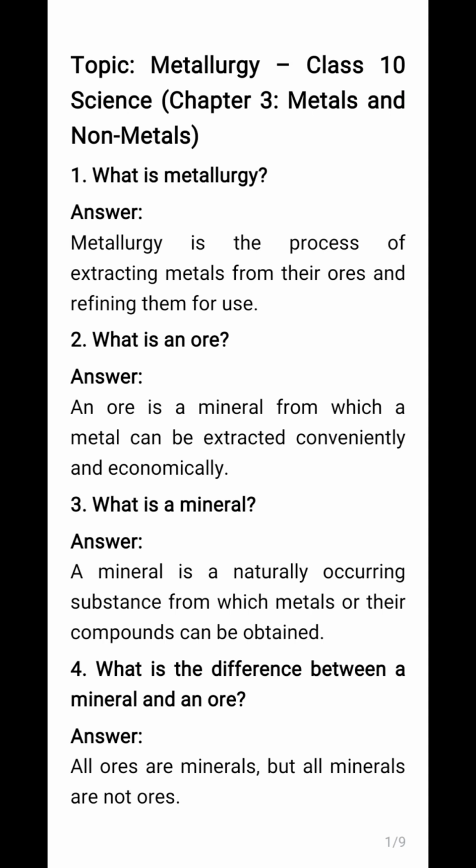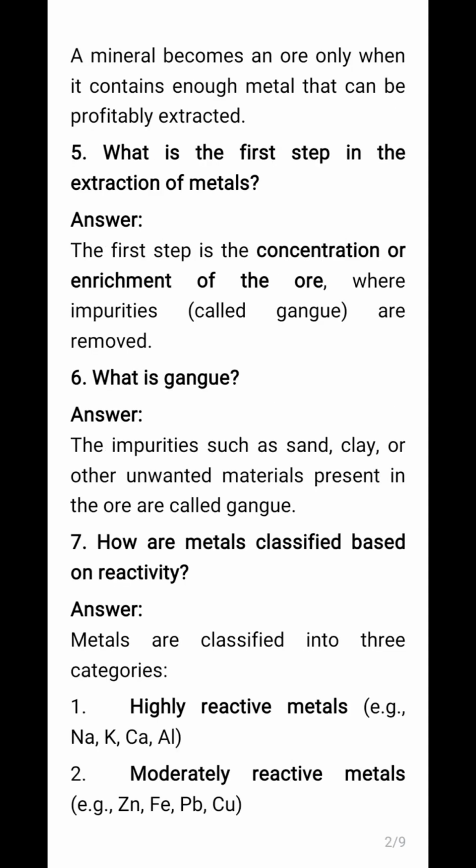What is a mineral? A mineral is a naturally occurring substance from which metals or their compounds can be obtained. What is the difference between a mineral and an ore? All ores are minerals, but all minerals are not ores. A mineral becomes an ore only when it contains enough metal that can be profitably extracted.